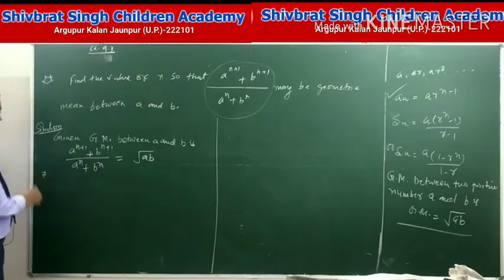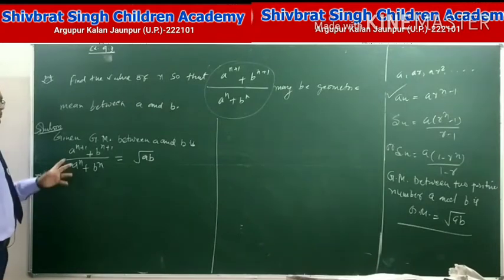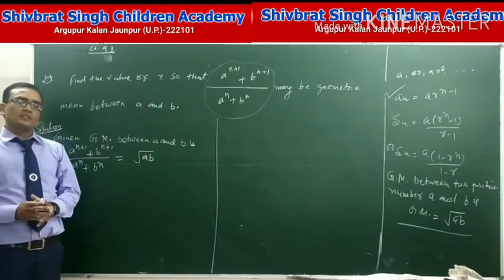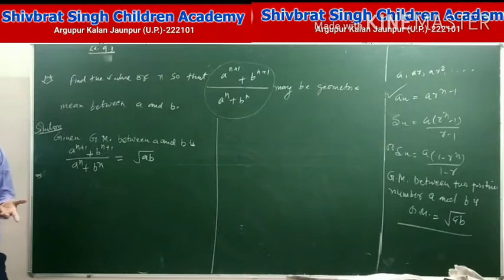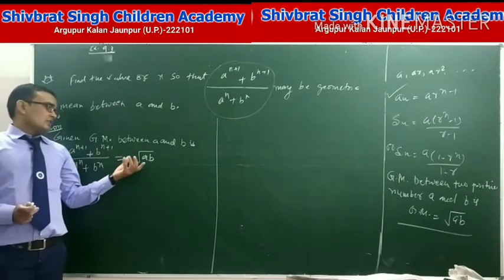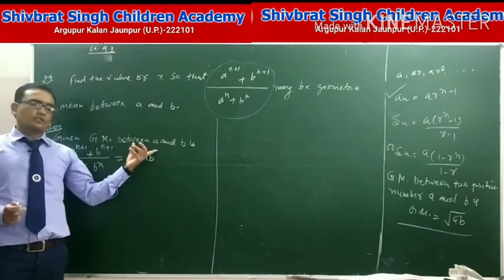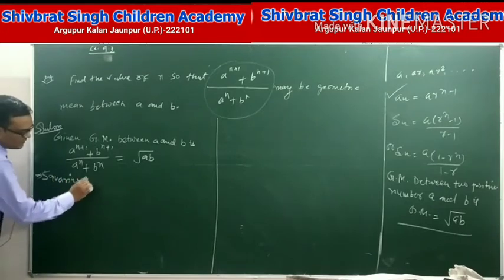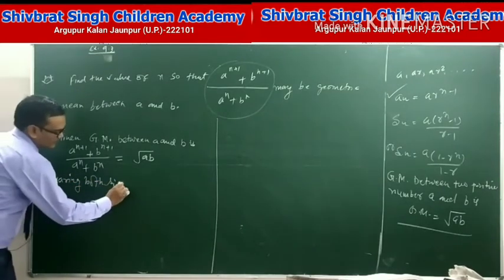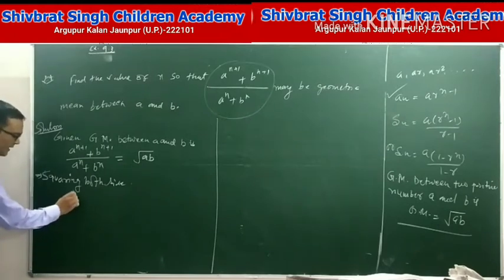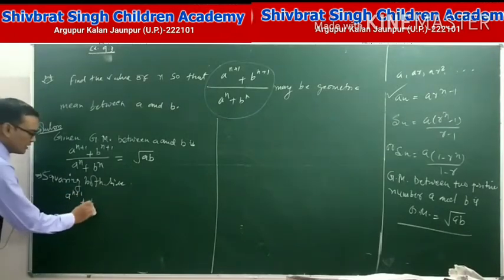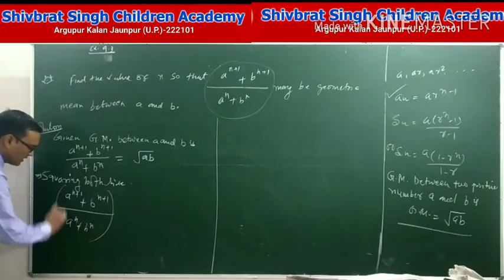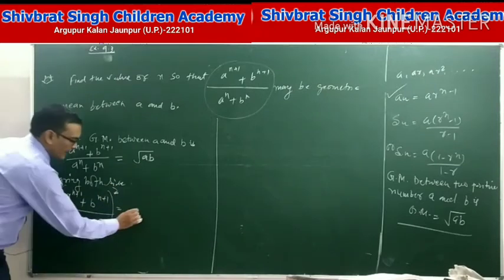This implies that, squaring both sides, because we remove the square root. Why? We are squaring both sides to remove the square root. Squaring both sides: (a to the power n plus 1 plus b to the power n plus 1) upon (a to the power n plus b to the power n) whole square is equal to ab.